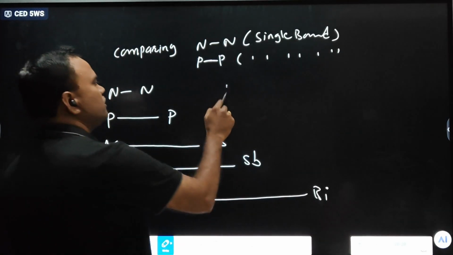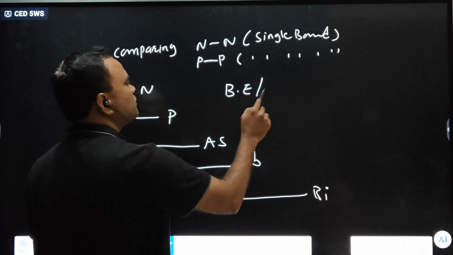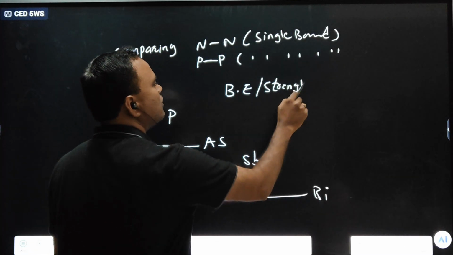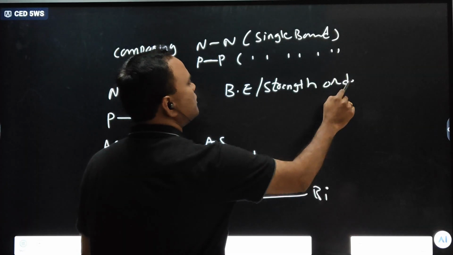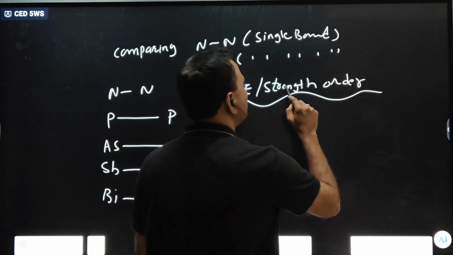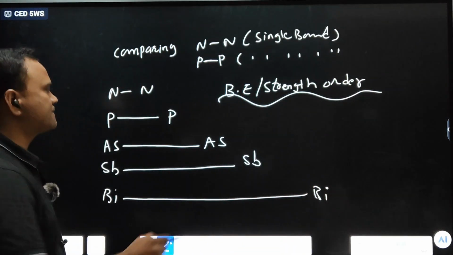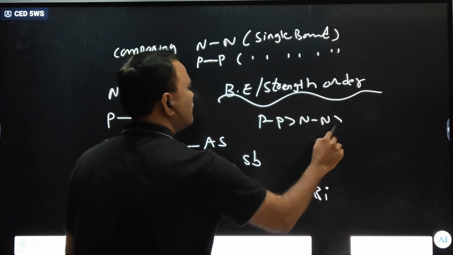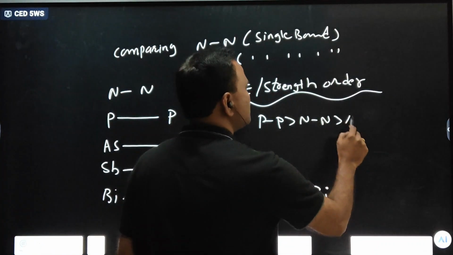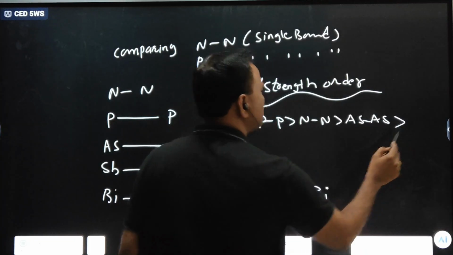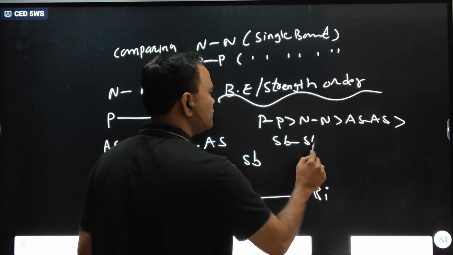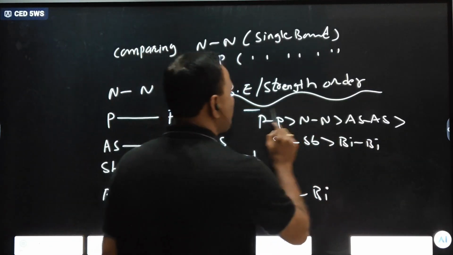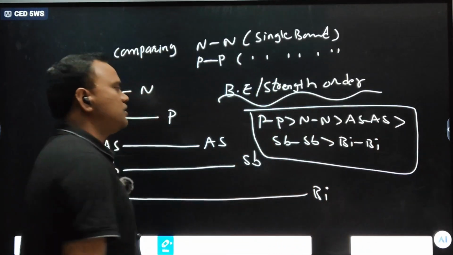The bond energy or bond strength order. First of all, I will give the order: PP is greater than NN. After that, arsenic, after that antimony, then bismuth. Why is PP bond energy more than NN?